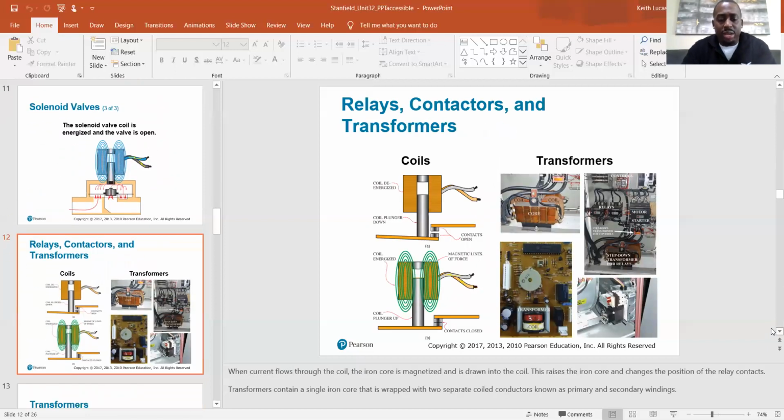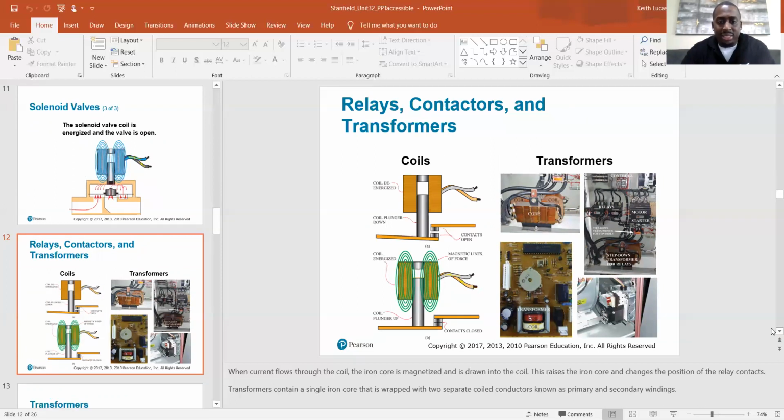Relays, contactors, and transformers. When current flows through the coil, the iron core is magnetized and is drawn into the coil. This raises the iron core and changes the position of the relay contacts.